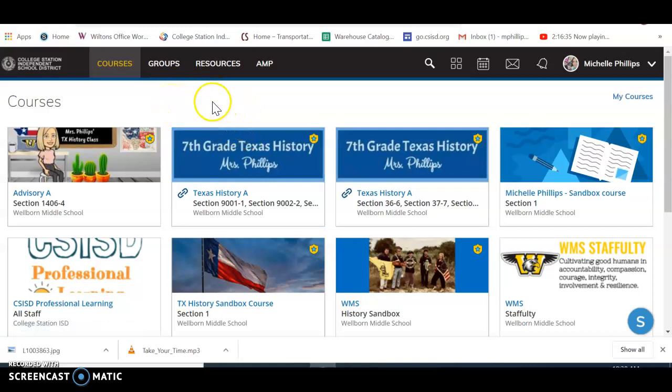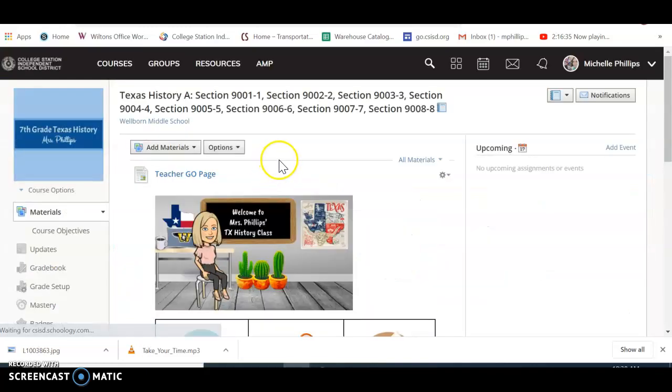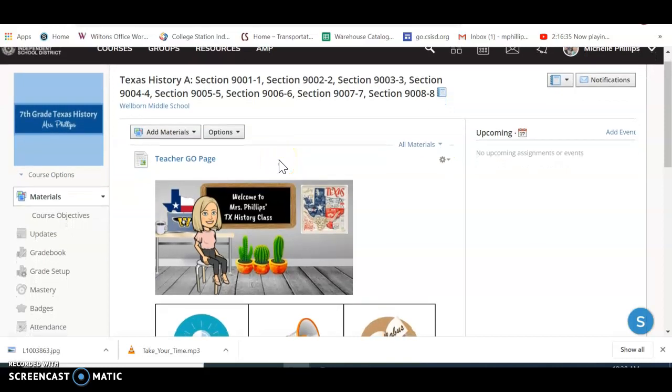This is my dashboard, and your dashboard will look very similar, except your courses are going to be named differently. This blue 7th Grade Texas History Mrs. Phillips is always going to be my picture on the screen for your course in my class. So all you have to look for is that. You can simply click on it. All of my sections are linked together. That's why there's this big long title, but yours is just going to look like your section, okay?